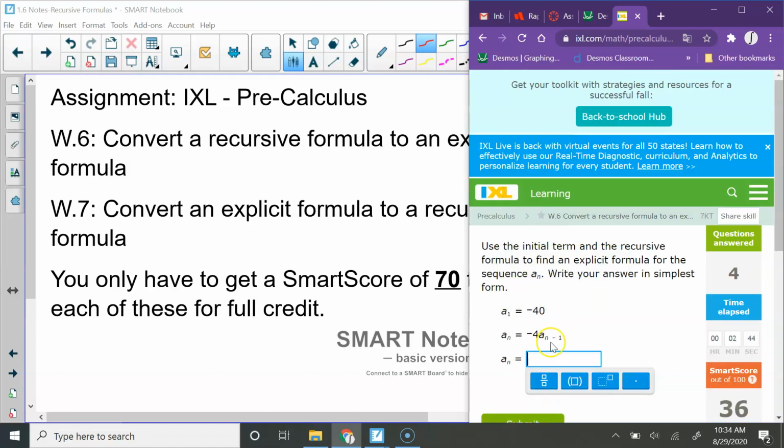Okay, here's one more. Let's do one more of those. So you've got negative 4 times a to the n minus 1, and you got negative 40 here. So your initial value is your a sub 0. You've got to go backwards 1. So negative 40 divided by negative 4 is going to give you 10. So you're going to have 10 times, and then this number you're multiplying by here is your negative 4, and it'll be to the n power.